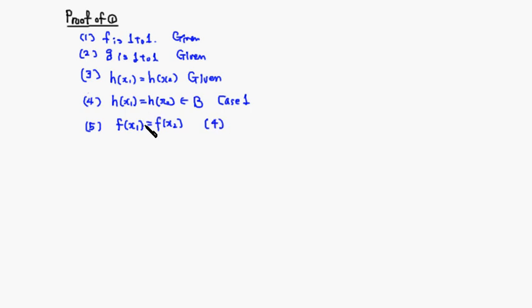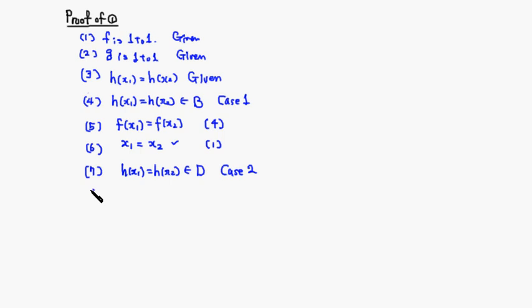But we know that f is 1 to 1, so from line number 1 and 6, we have x1 is equal to x2. This is exactly what we wanted to show. All right, how about case 2? So 7, if h of x1 and h of x2 turn out to be in D, this would be case 2.